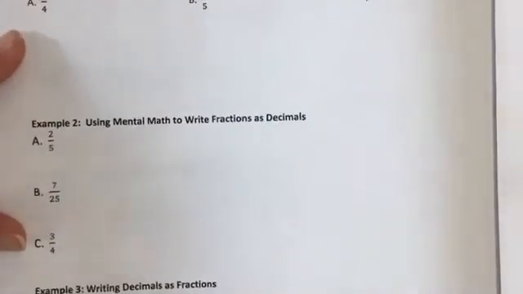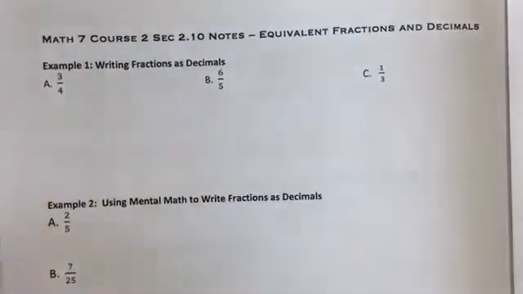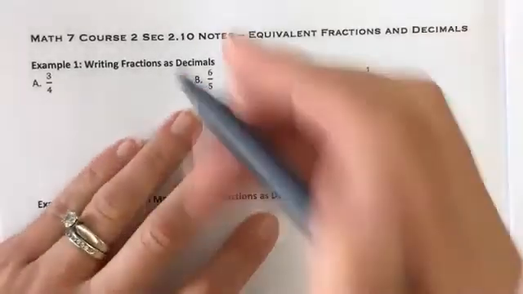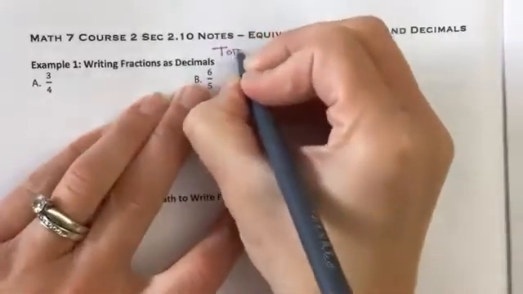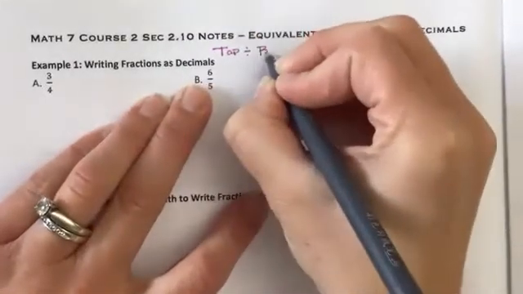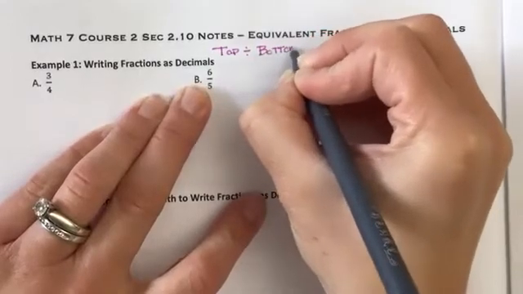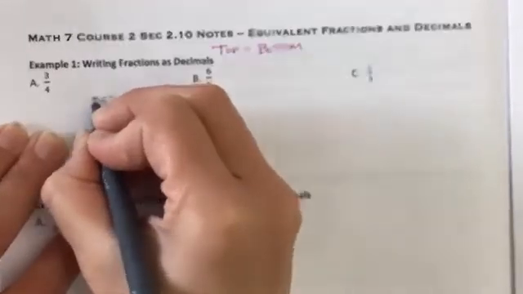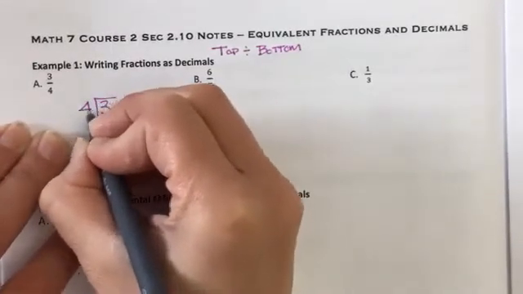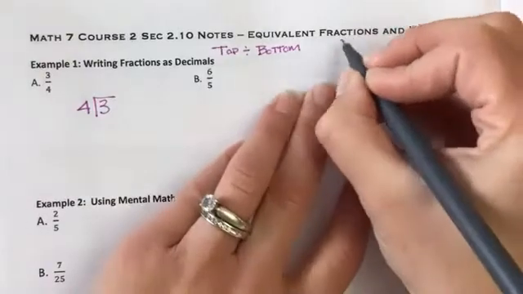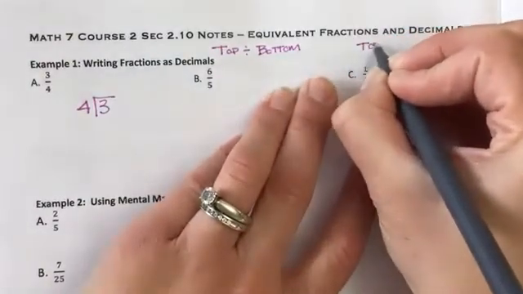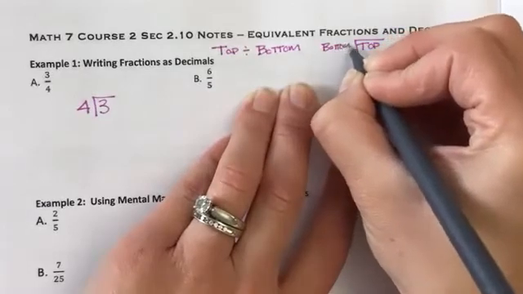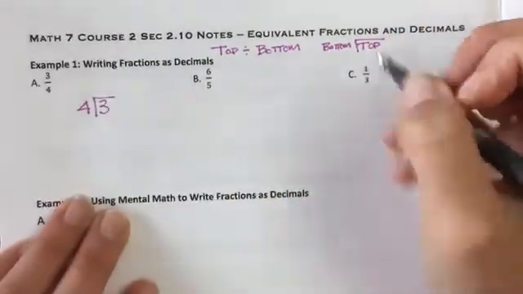Okay, so when you divide, you always divide the top divided by the bottom. So for example, I'm going to do 3 divided by 4. And maybe one little note for us over here would be top divided by bottom. Okay.